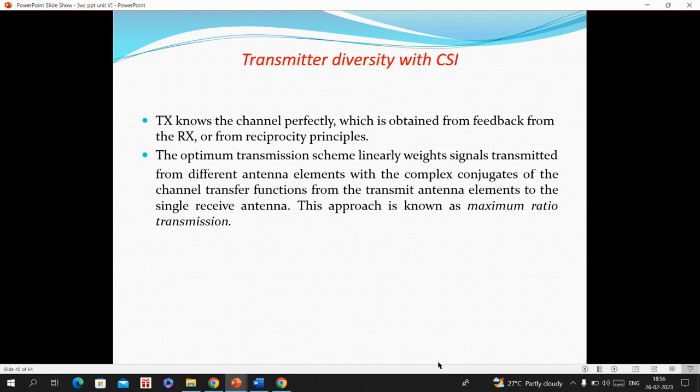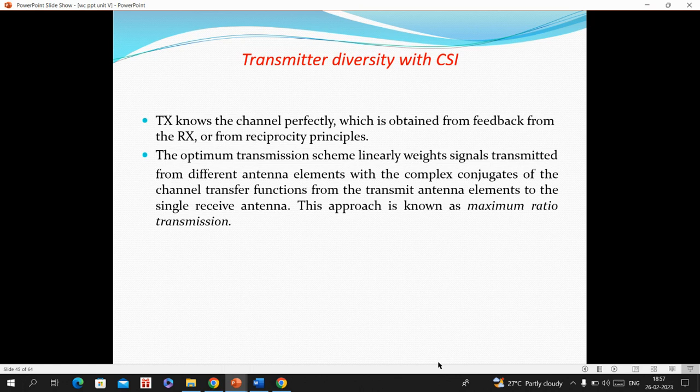Once the transmitter knows the information about the channel, and we have n transmitting antennas, the transmitter will adjust the weights of the individual antennas in such a way that it creates a complex conjugate of the channel, producing constructive and destructive interference. Finally, we receive one signal at the receiving antenna which has a higher SNR. This is the advantage if the transmitter knows about the channel.